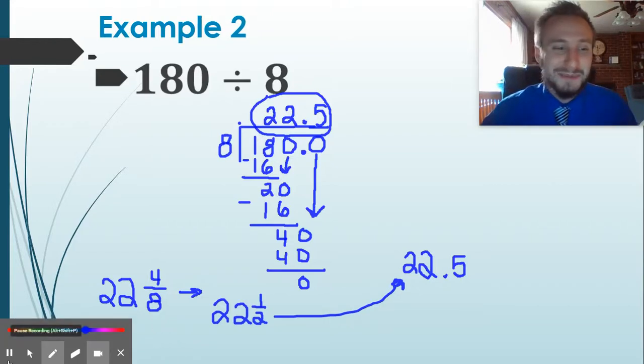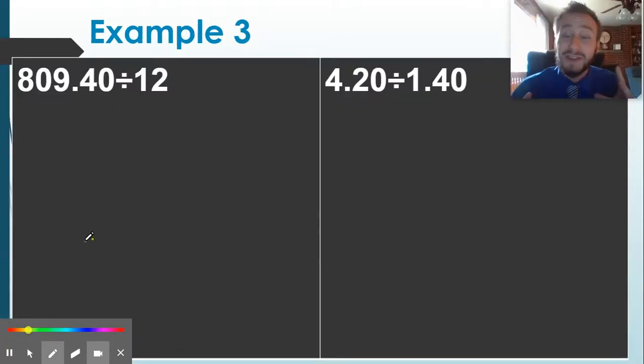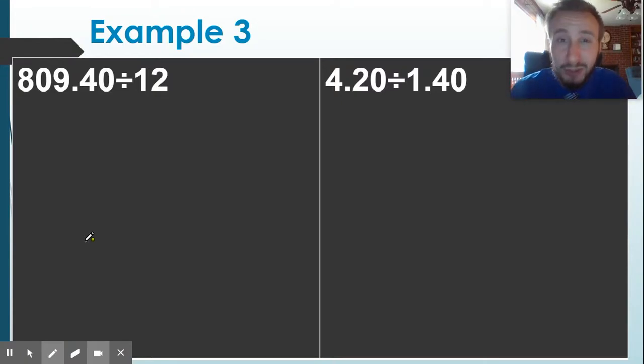Let's try another example. For this example, there are 2 different problems we're going to be looking at, because your division problem isn't always going to be just 2 whole numbers. Sometimes you're going to have decimals inside your divisor, your dividend, or both. For this first one, our dividend has a decimal in it, but our divisor does not. So we set up the problem just like a normal division problem.